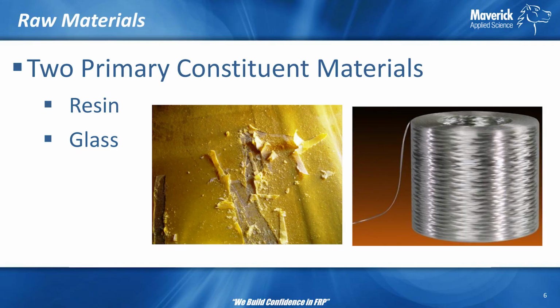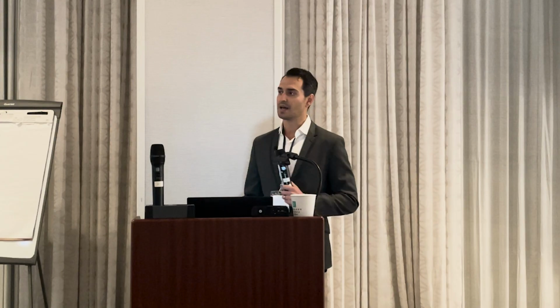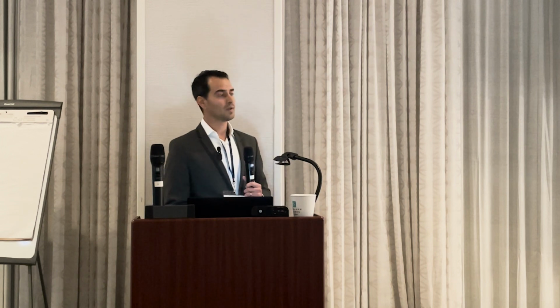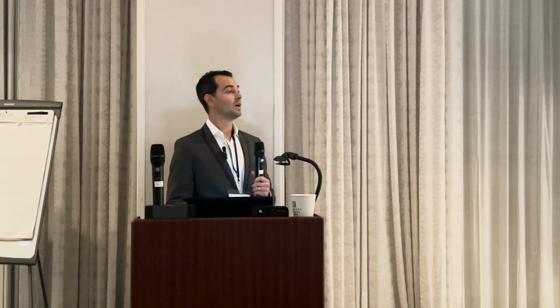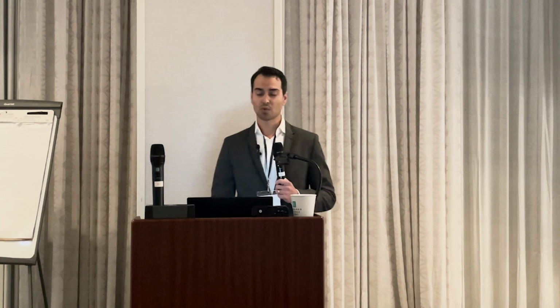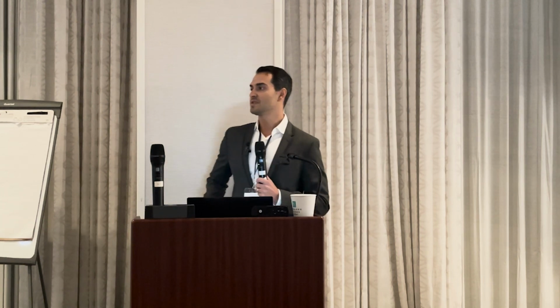When we talk about the raw materials that we're going to use for FRP, there are two primary constituents, the resin and the glass. The resin is the thermoset polymer that will give the corrosion resistance and the temperature resistance property to your laminate. The glass in that combination will give you the strength and stiffness for your laminate.